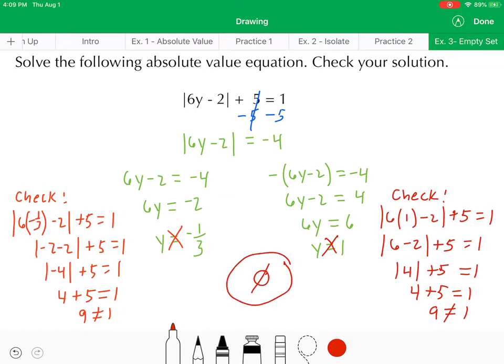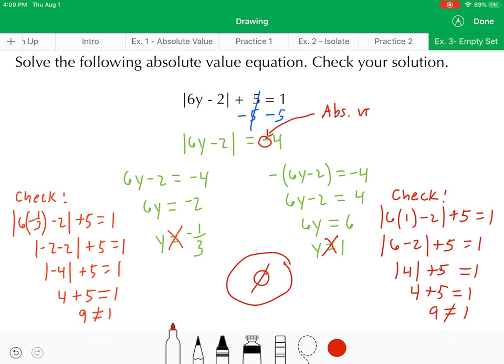Now, I could have saved myself a ton of work had I made this observation in the very beginning, after I subtracted by 5 to isolate the absolute value. Notice the absolute value ends up equaling a negative 4. Think about what that's saying. We're looking for the value of y that when you plug it in, multiply it by 6, subtract by 2, take the absolute value of it, its distance from 0 is negative 4 units. That is not true. All right?